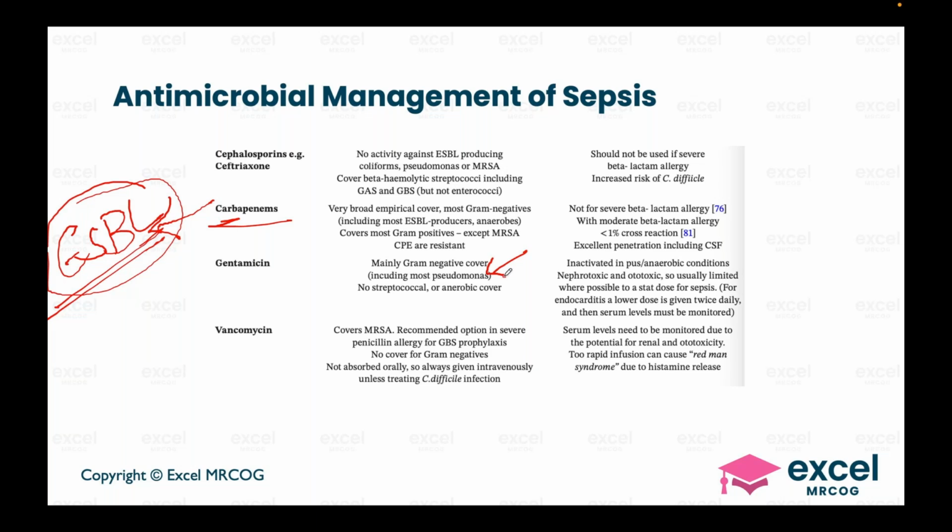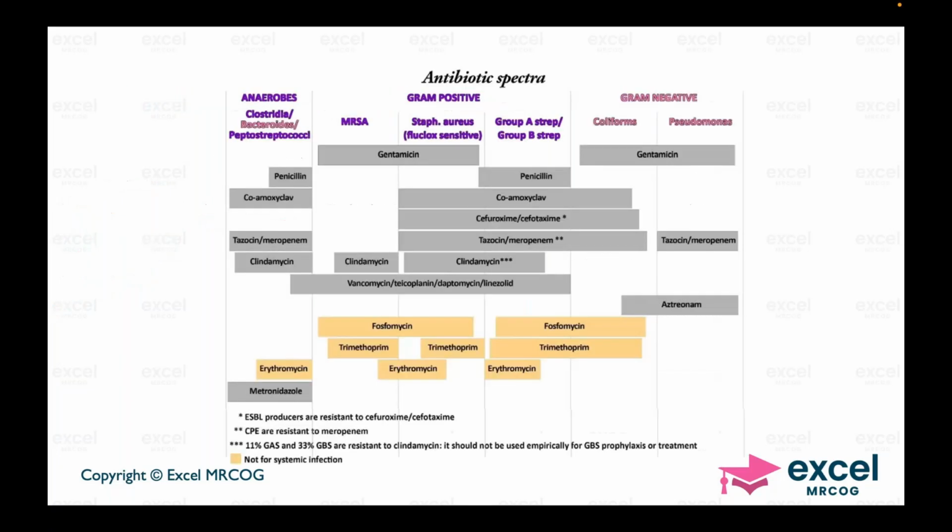Vancomycin is MRSA. Remember that. This is a chart again, which is mentioned in the guideline. The ones in yellow are given orally for mild infections. The ones in gray are the IV antibiotics, which are used for your sepsis. So if you can see, your gentamicin is for gram negatives. It has some activity against your staph and MRSA. Clindamycin has some activity against MRSA.